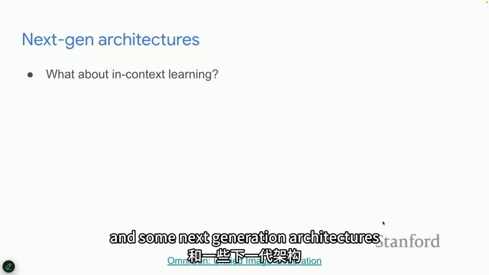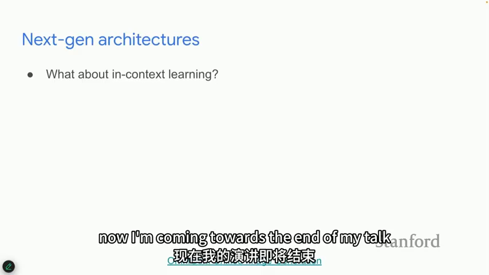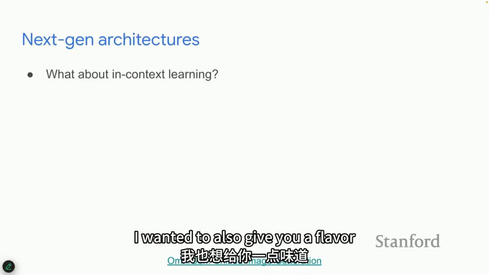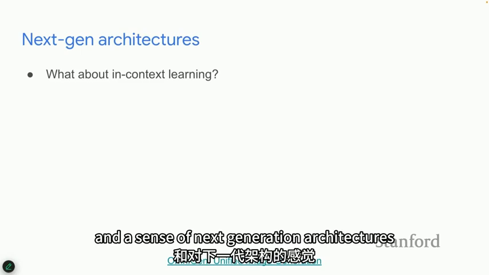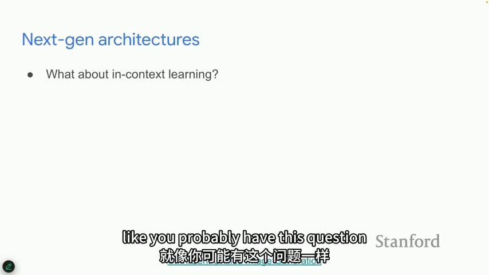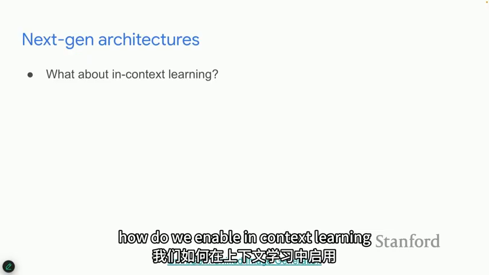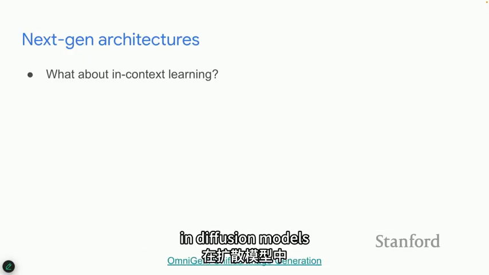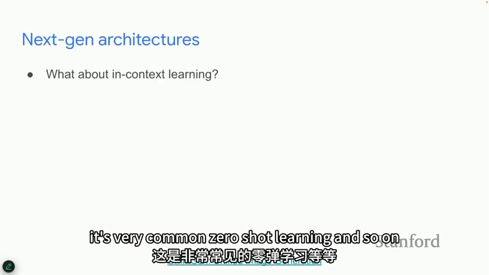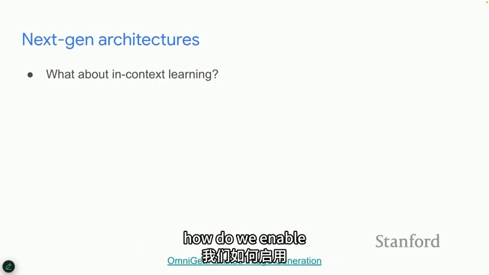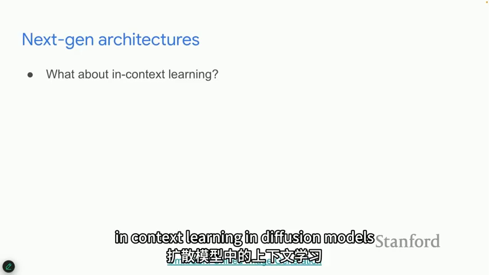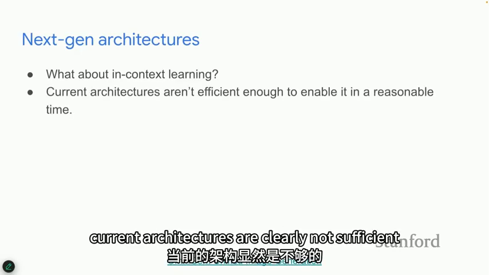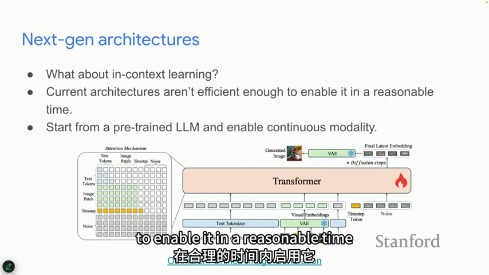And some next generation architectures. Now I'm coming towards the end of my talk. I wanted to also give you a flavor and a sense of next generation architectures. Like, you probably have this question: how do we enable in-context learning in diffusion models? Like in language models, it's very common, zero-shot learning and so on. How do we enable in-context learning in diffusion models? Current architectures are clearly not sufficient to enable it in a reasonable time.